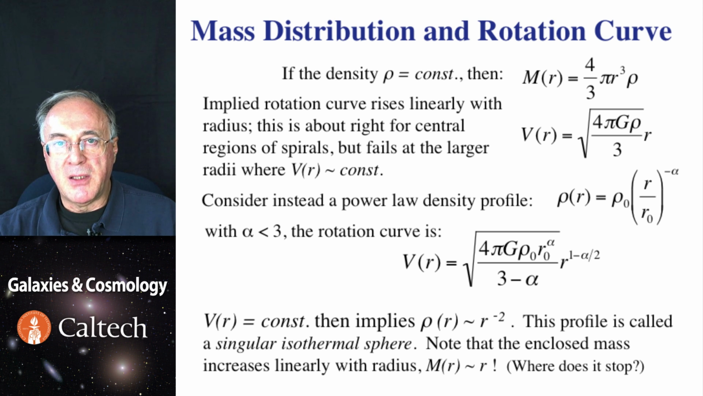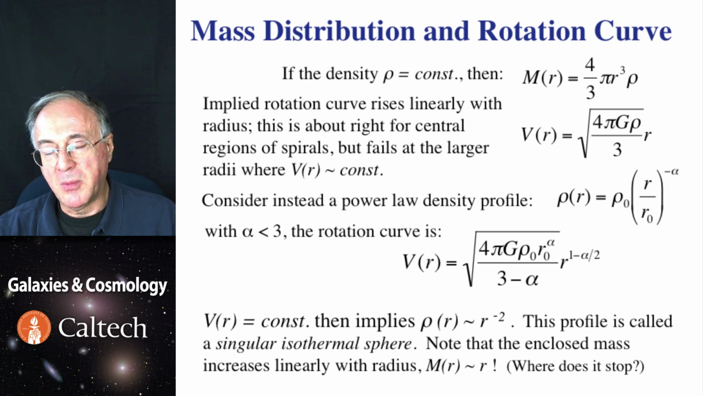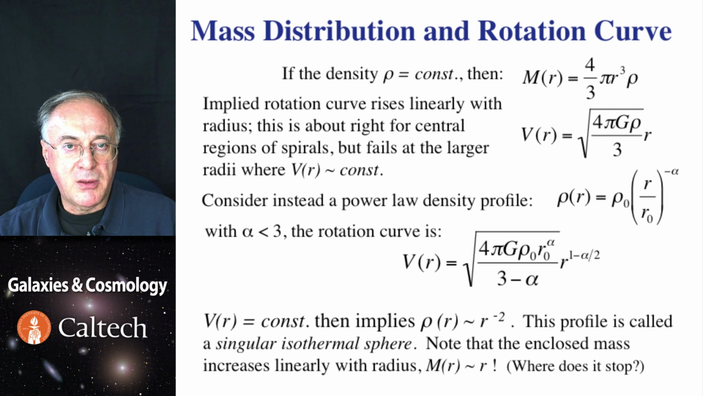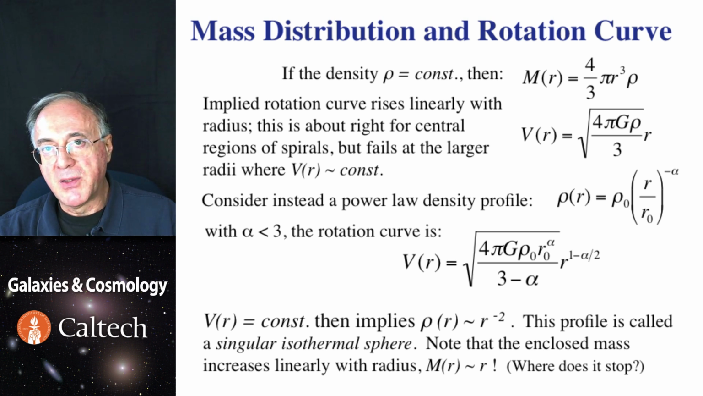If you integrate a density distribution like this in a sphere, you get mass that increases linearly with radius. Recall, if the density was constant, the mass would increase as the cube of the radius, but because the density declines as the square of the radius, then what's left is just one power. Which means that as far as we can trace the rotation curves of spirals, and they stay flat, the mass keeps increasing. And until recently, we didn't really know where it stops.